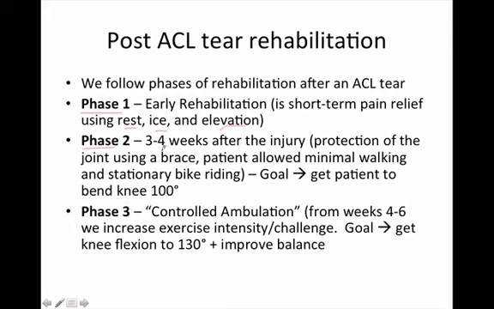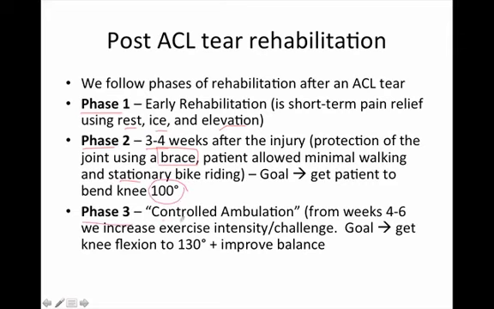Phase 2 is a 3 to 4 week period after the injury. Now we're going to use a brace on our patient's knee. Patient is allowed only minimal walking, a little bit of stationary bike riding. The goal is to get the patient to be able to bend that knee to 100 degrees.